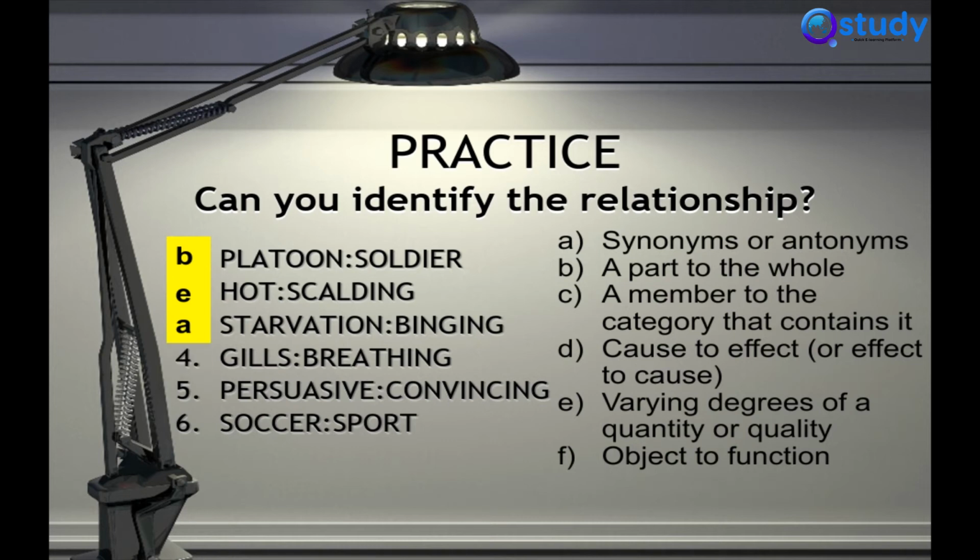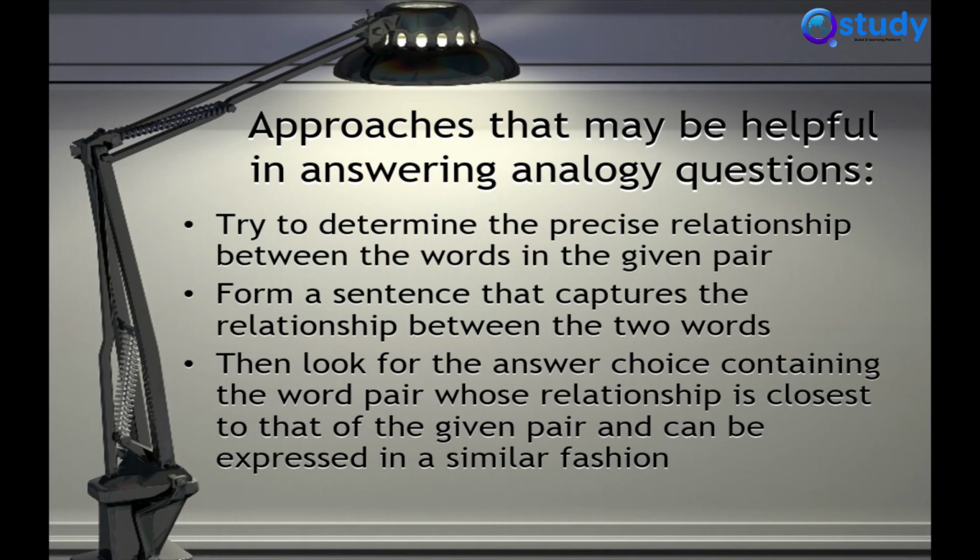Then the fourth one is gills is to breathing, which means object to function. The fifth one is persuasive to convincing. It is synonyms or antonyms. And the sixth one is saucer to sport. It means a member to the category that contains it. Okay, approaches that may be helpful in answering analogy questions.